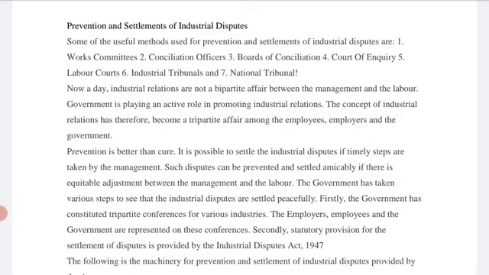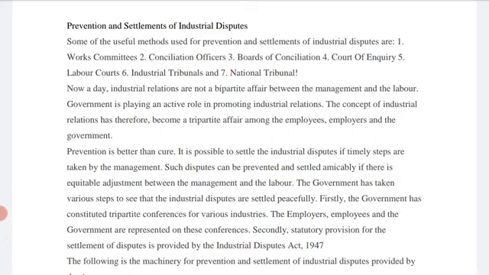The government has taken various steps to see that industrial disputes are settled peacefully. The government is making efforts through which such types of disputes can be settled in a peaceful way. They have considered this. The government has taken some steps to see that industrial relations or industrial disputes are settled peacefully.